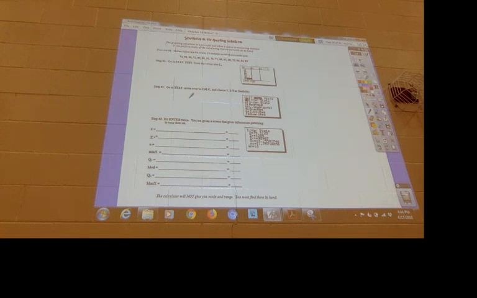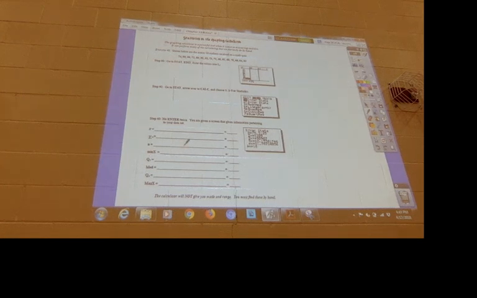I said go to stat on the calculator. Then you enter all your stuff in one column. Then you would hit the calc button, one-variable stats. Calc. It's going to give you all of these symbols.